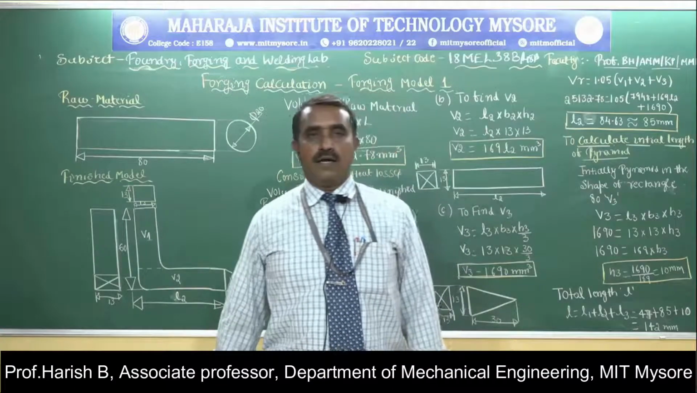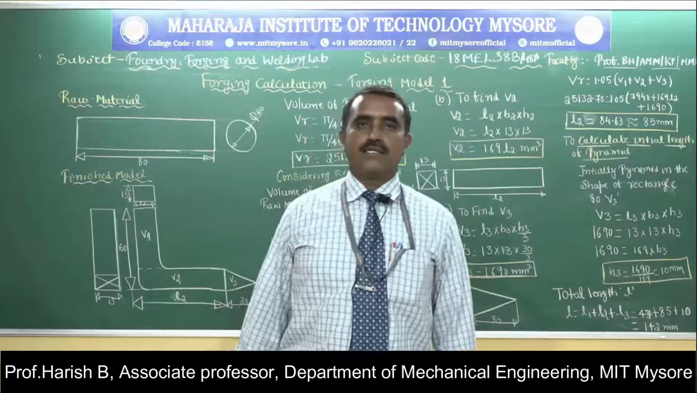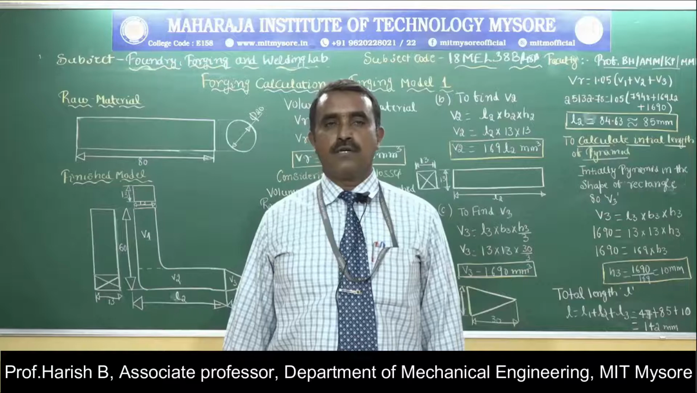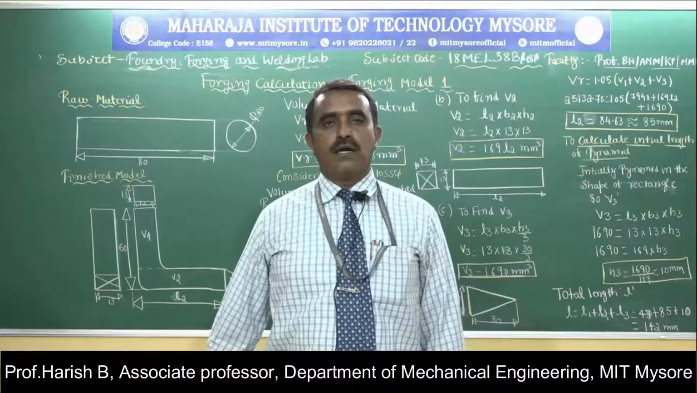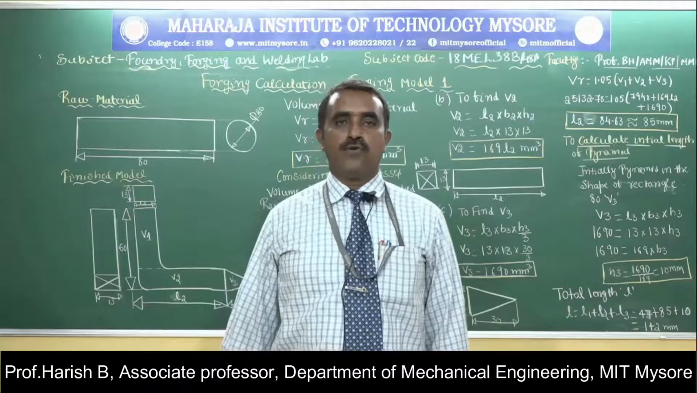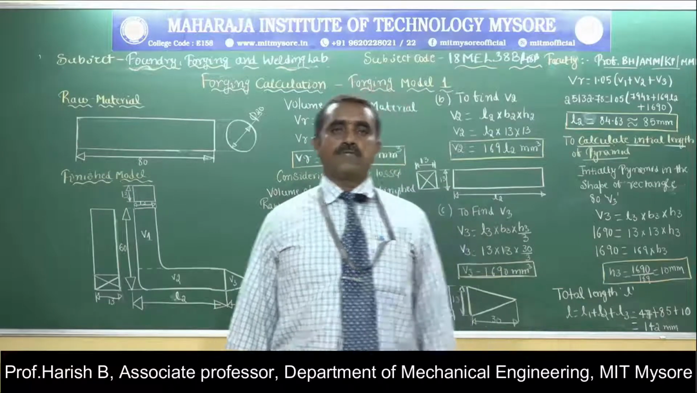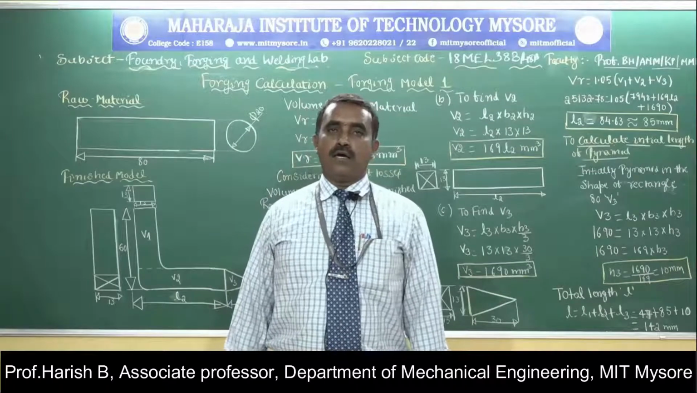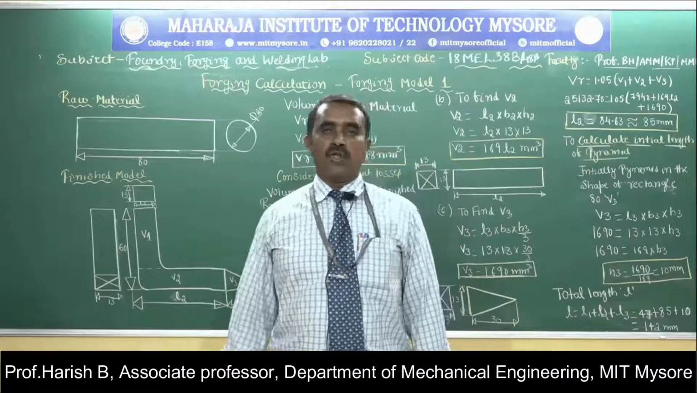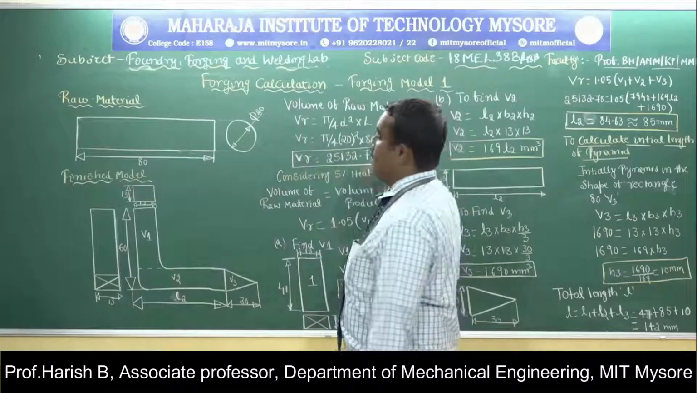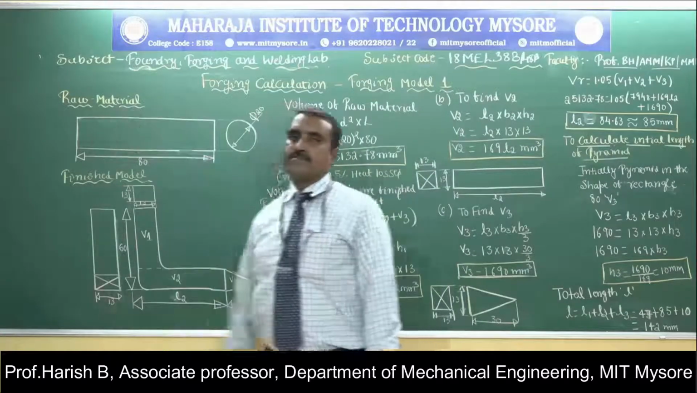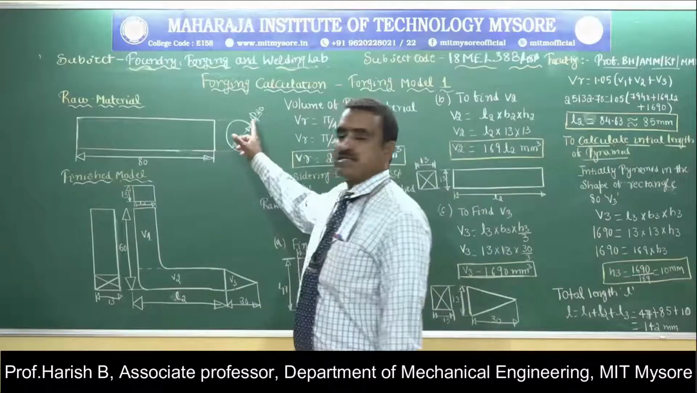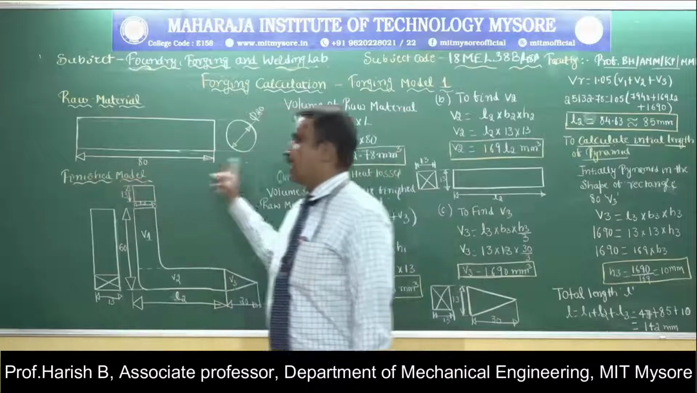In the initial session we discussed what forging is, that is the definition of forging, then forging operations and forging tools. One more important aspect is forging calculation. Now we will look at it with a model, that is forging model 1. This is the raw material. The raw material will be circular in cross section, with a diameter of 20 mm and a length of 80 mm.